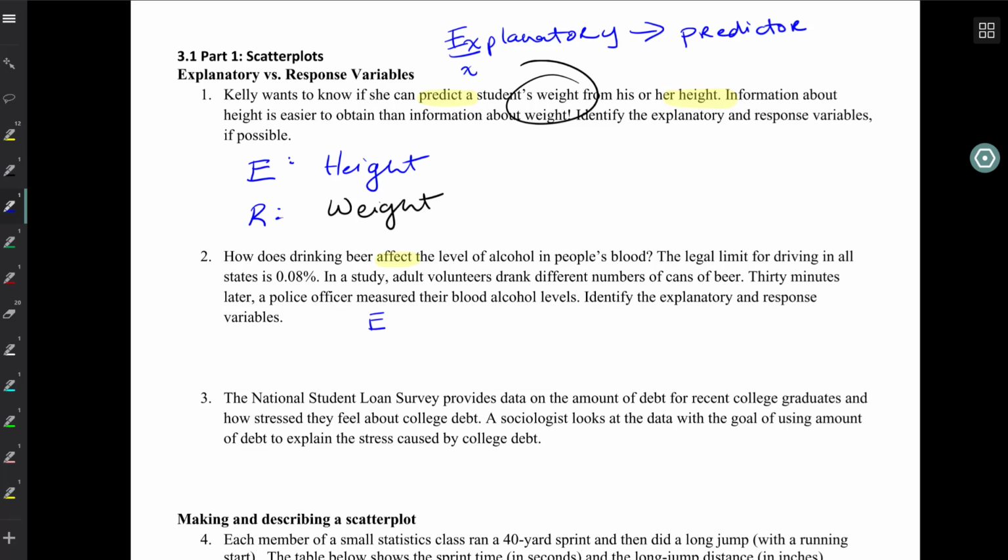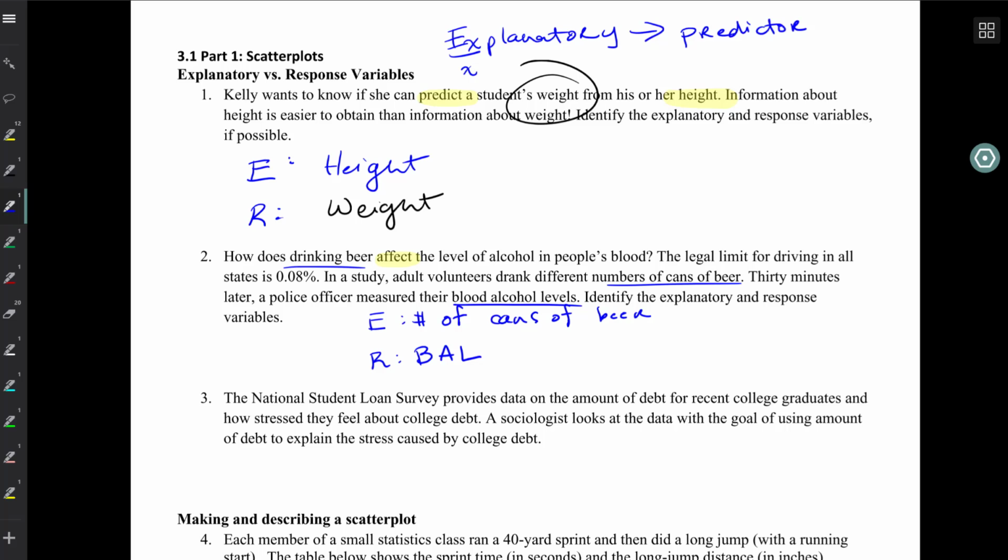Okay? So what was doing the predicting? What was explaining the change in something? Well, the amount of beer was the cause of some kind of change in the blood alcohol level. So, in the context of this experiment, we said that the number of cans of beer is going to be our explanatory variable. And our response is going to be what? What actually changed? Their blood alcohol levels. The blood alcohol levels are going to be the response variable.